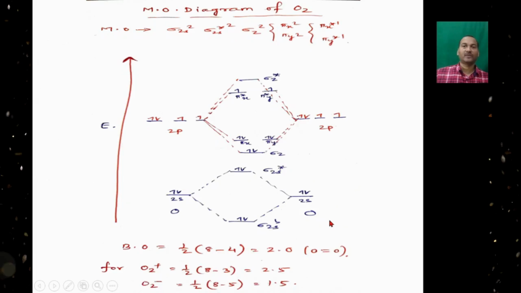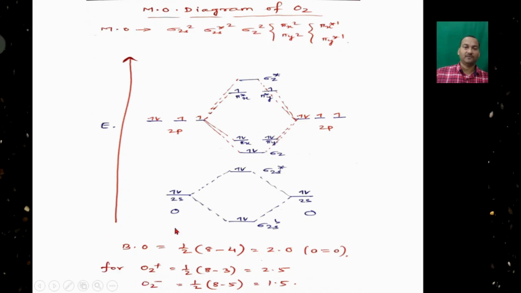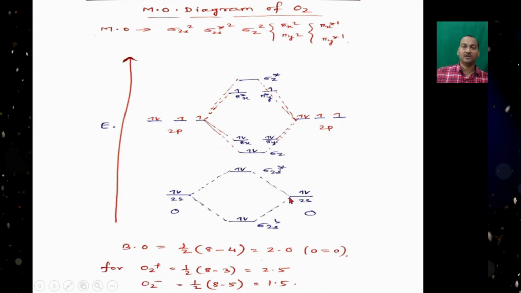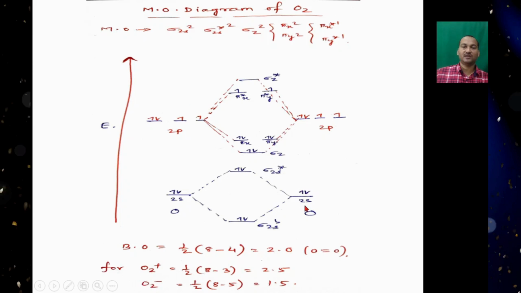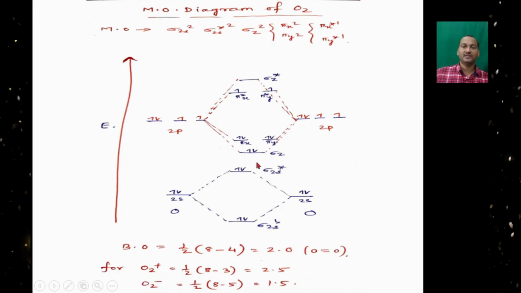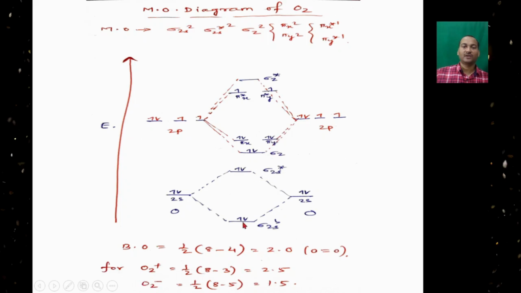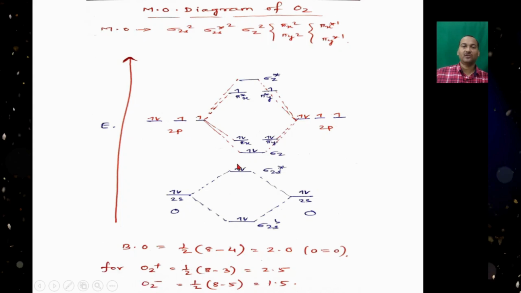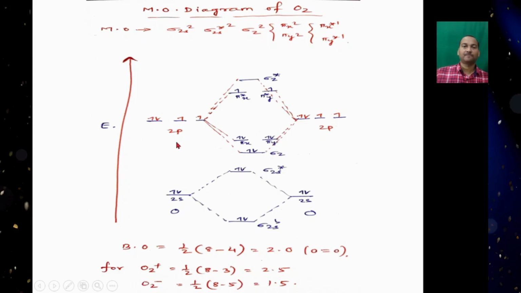So here is the MO diagram. So here 2s orbital of one oxygen atom, and here another 2s orbital of another oxygen atom. So when they interact, one will give rise to bonding, and this is antibonding MO. So 4 electrons in O2 molecule of 2s orbital, so 2 of them will go to bonding and the other 2 will go to antibonding.